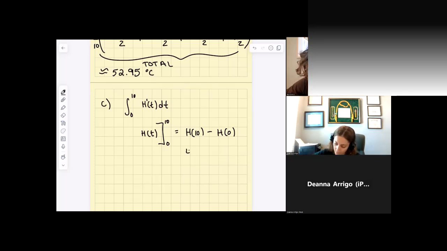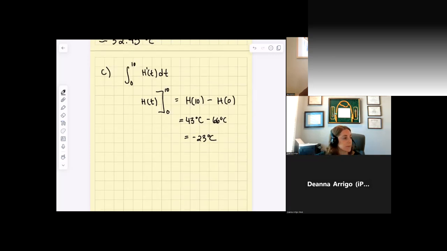43 minus 66, you put negative 23. And so what does that answer represent? Like over the 10-minute period, it cooled a total of 23 degrees. That would be a really great explanation. They wrote the temperature of the tea drops 23 degrees Celsius from the time t is 0 to the time t of 10 minutes. So I think that your explanation would be perfectly acceptable.